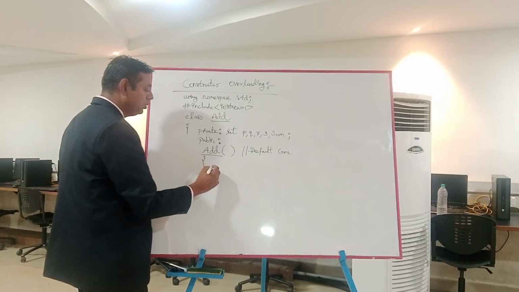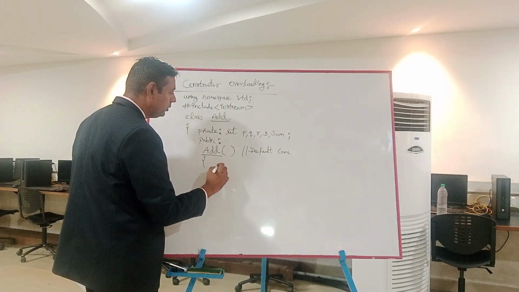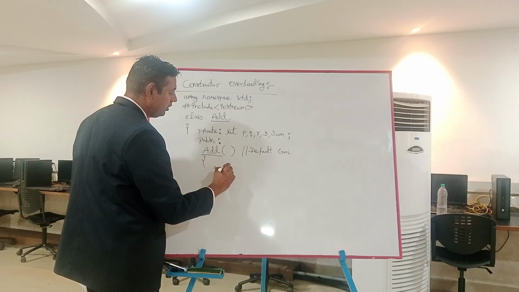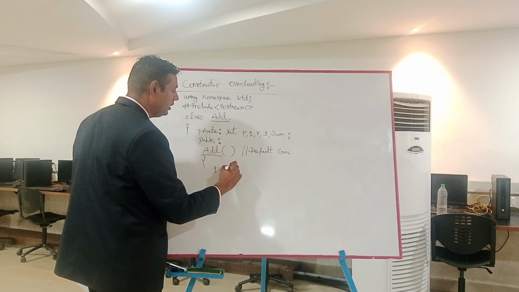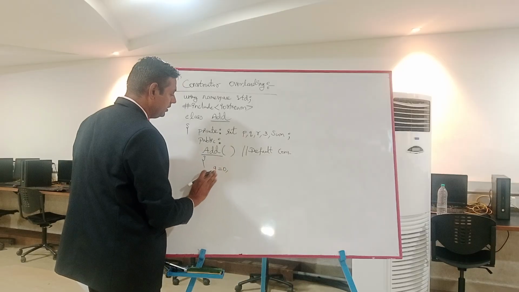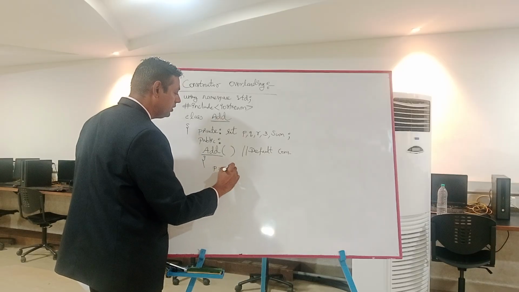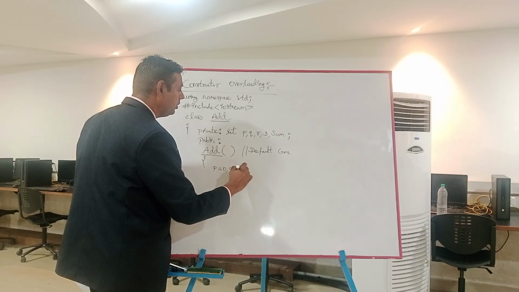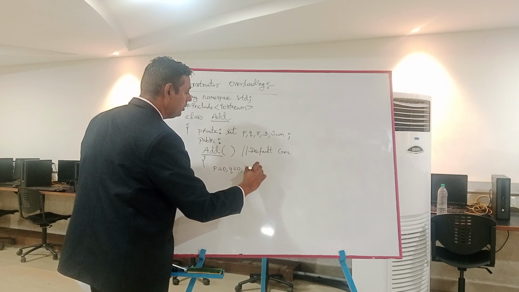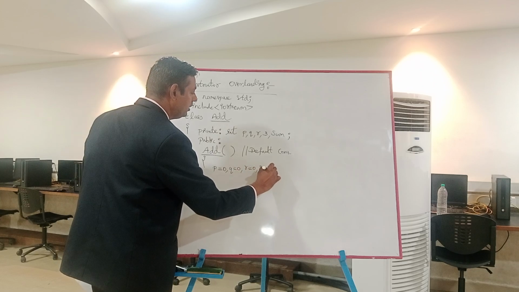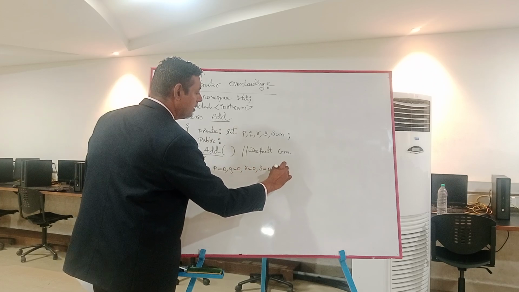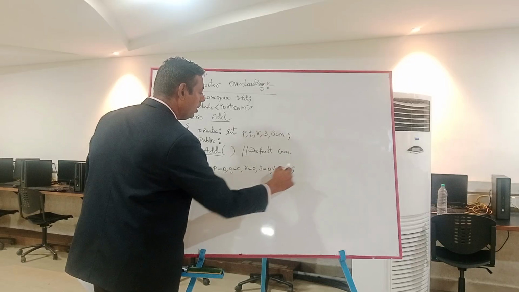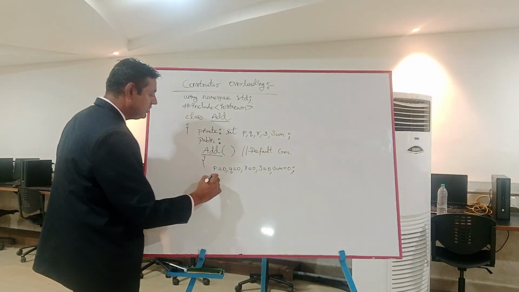So using this default constructor, I am just going to initialize the values for the variables. So P is equal to 0, Q is equal to 0, R is equal to 0 and S is equal to 0. I can even initialize sum is equal to 0. So all the data members I am initializing.